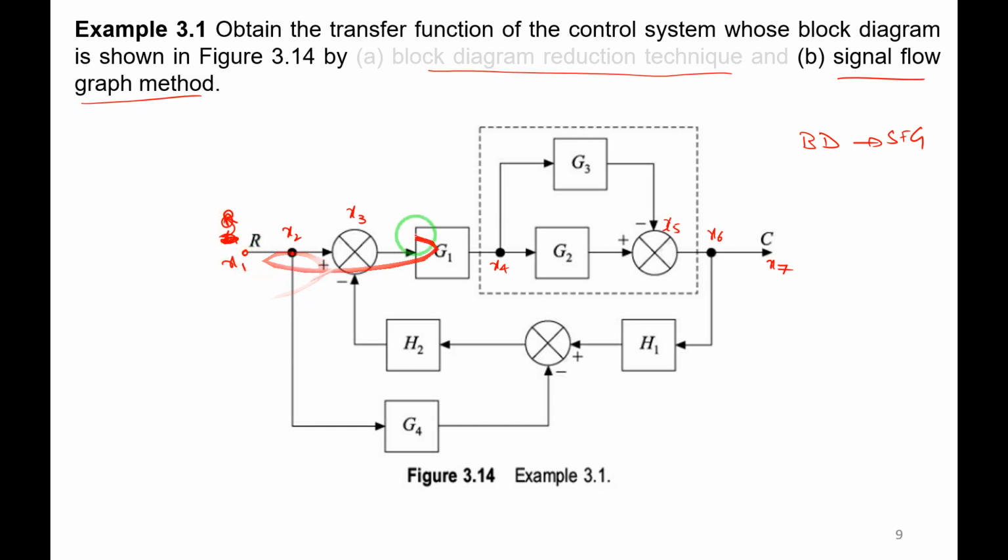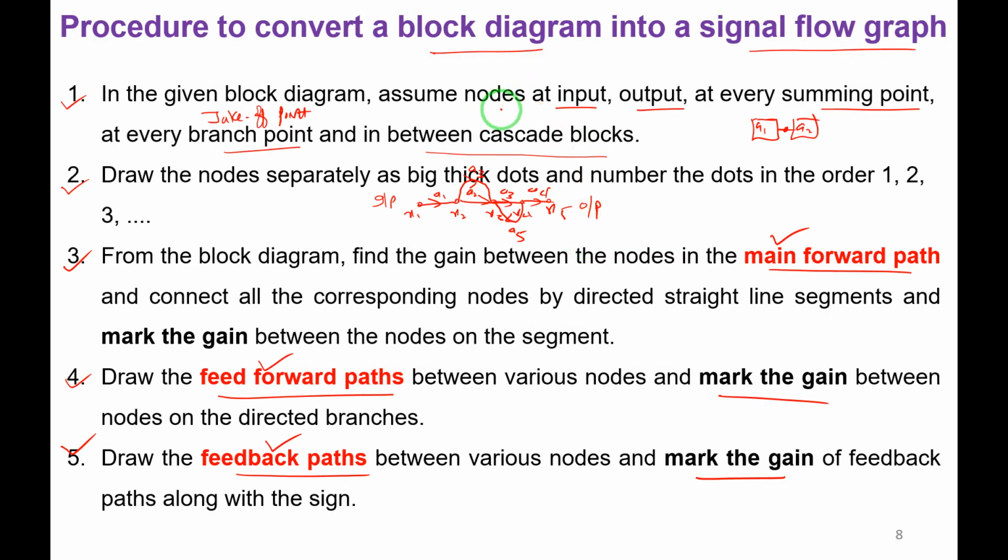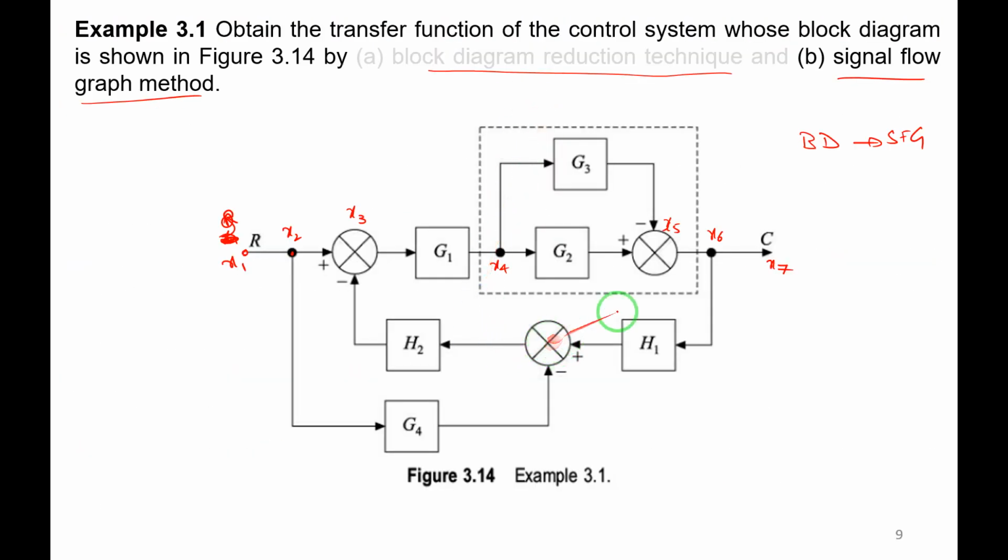This notation is not complete. Still the first step is not over. Still the summing point is here. X6 is over, X7 is over. Next I will call this summing point as node X8. Is there any summing point or takeoff point anywhere in the block diagram? No. X8. I have covered all the input node, output node, summing point, takeoff point, cascade blocks, everything. So totally 8 nodes are coming.